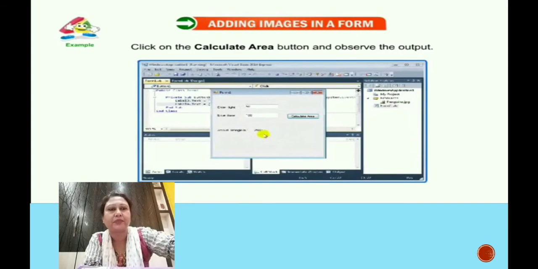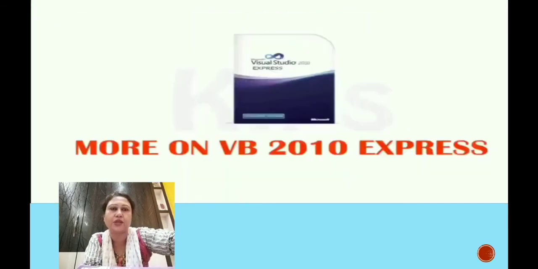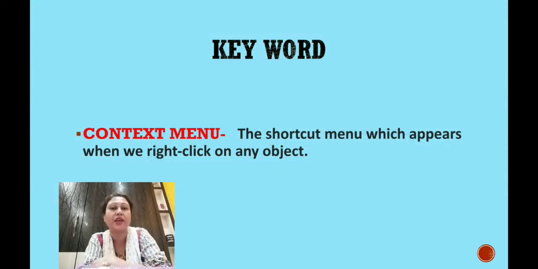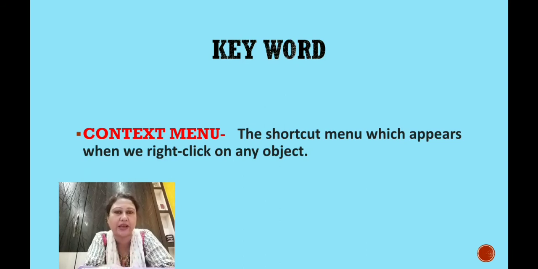All right, then let us move to the next topic, that is our keyword for today's class. So our keyword for today's class is the context menu. And what do you mean by context menu? Please remember the shortcut menu which appears or pops up immediately when you right click on any particular object. So that shortcut menu which appears on the right click is known as the context menu.